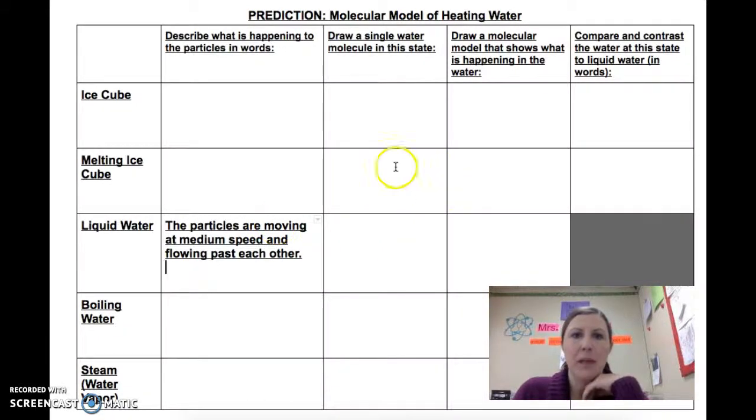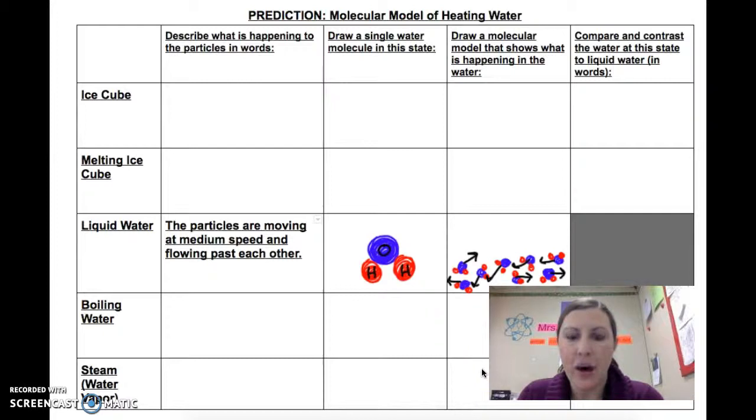Then here, I'm going to draw a water molecule. I'll show you that in just a second. And then I'm also going to draw in this space a molecular model of what all the molecules are doing in liquid water. And then finally in this last column, you're going to be comparing and contrasting water in other states to what the liquid water is doing. So I'll leave this blank for liquid water, but you're going to use what we fill out together in this column to help you fill it out for the other states. I'm going to pause really quick here and fill in my models, then we'll come back and talk about those, and you should be ready to roll.